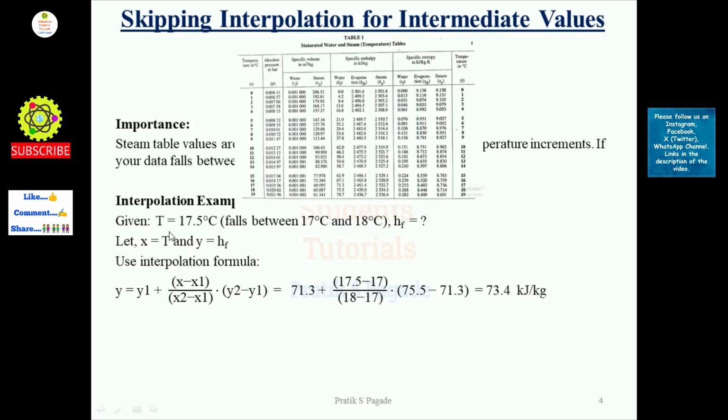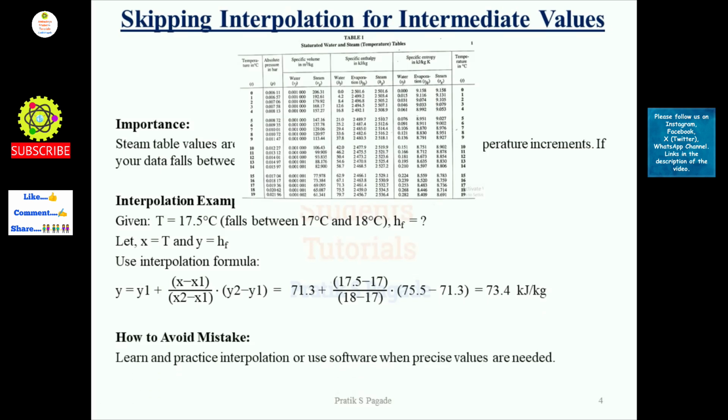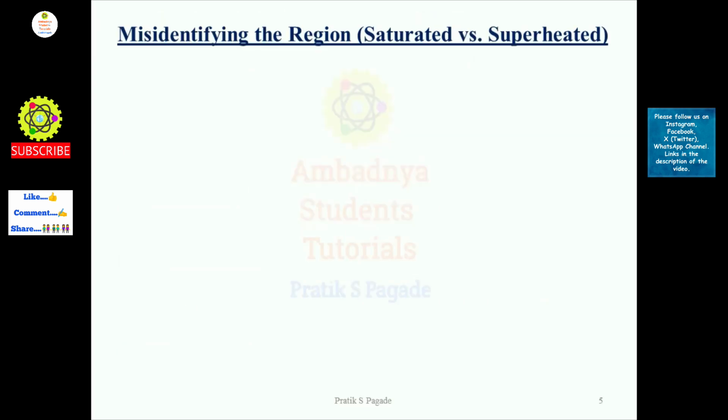So at T equal to 17.5 degrees Celsius, we got here hf equal to 73.4 kilojoule per kg. So here further, to see how to avoid mistakes, learn and practice interpolation or use software when precise values are needed. Okay, so let's see further here.